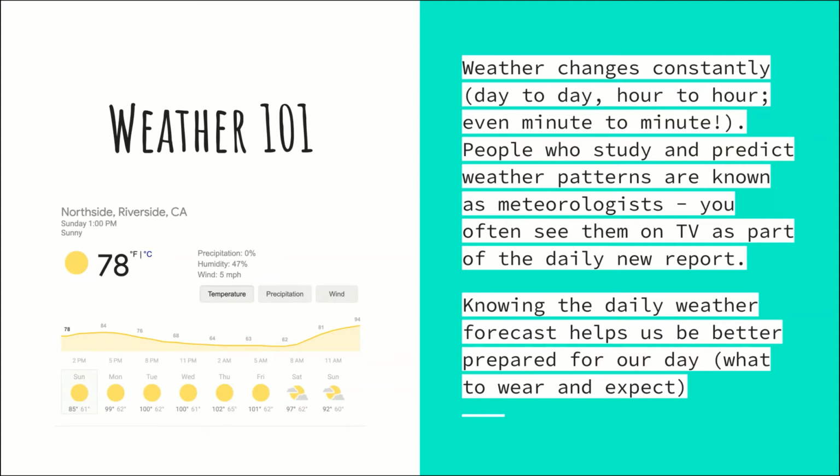Now, knowing the daily weather forecast is super important because it helps us to be better prepared for our day in terms of what we should wear and what we can expect. So if you know that it's going to be 99 and sunny outside, you're probably not going to want to wear a puffer jacket, right? And rain boots. And likewise, if it's going to be 55 outside and snowing, you probably don't want to wear flip-flops and a t-shirt. So checking the weather daily is really important for us to know what we should wear and what we can expect.